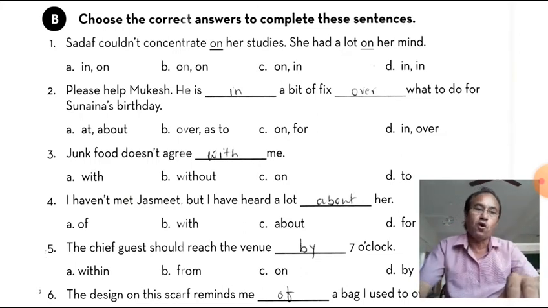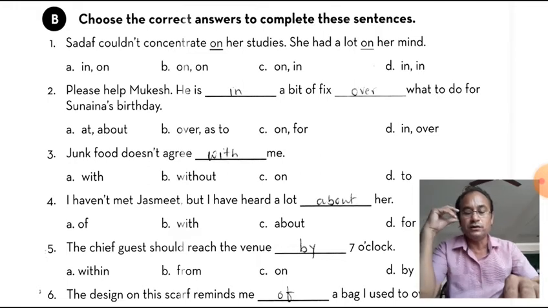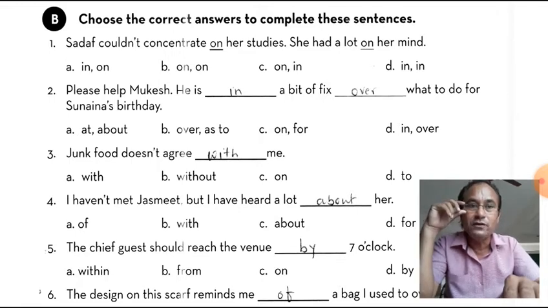Place, position or time. So it is here used to indicate position. In which position? In a bit of fix over for to do. Kya karna? That is. Now the third one: junk food doesn't agree with me.